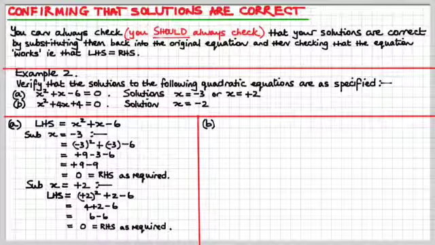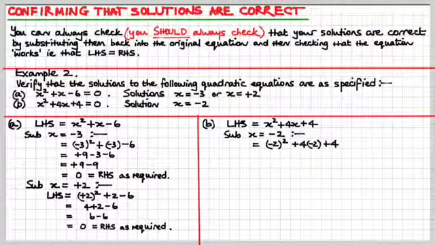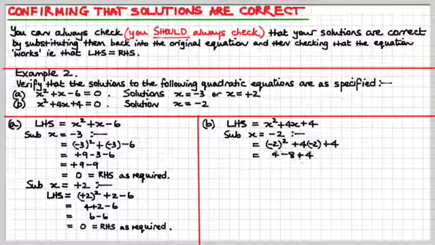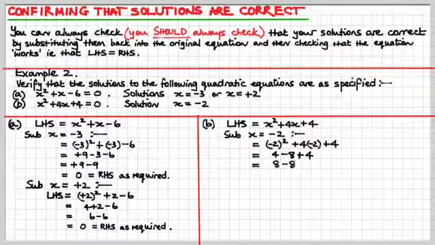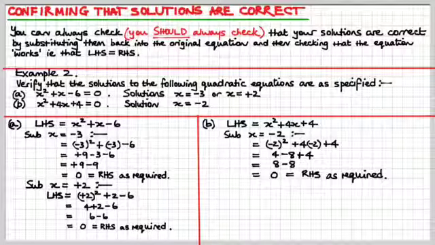Let's do B now. We've only got one solution there, so that's easy. The left-hand side of the equation is x squared plus 4x plus 4. We're going to substitute x is minus 2 into that, and we get minus 2 all squared plus 4 times minus 2 plus 4. Now, that comes to 4 minus 8 plus 4, which is 0. Yes, it is. It's marvellous. So therefore, x equals minus 2 is a solution of that equation as required, because the left-hand side equals the right-hand side when you plug that value of x in. So that's what we're doing there.